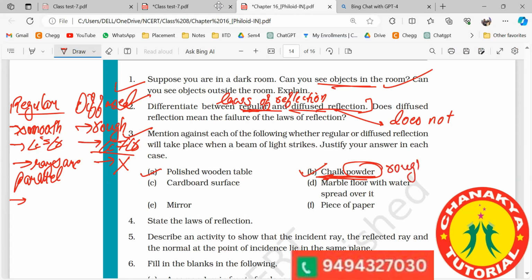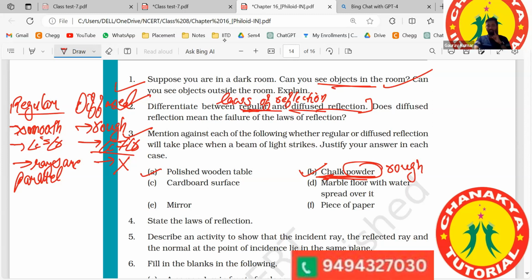Sir, in regular reflection, can we say that the rays are parallel? Because in the case of a concave mirror, the rays meet at one point after reflection, and in a convex mirror, the rays never meet. But we are discussing the plane mirror, right? Regular and diffuse reflection are there in the plane mirror. Concave and convex are very different things. A concave mirror is also a smooth mirror, and convex is also a smooth mirror, but the type of reflection they do is very different from the plane mirror.